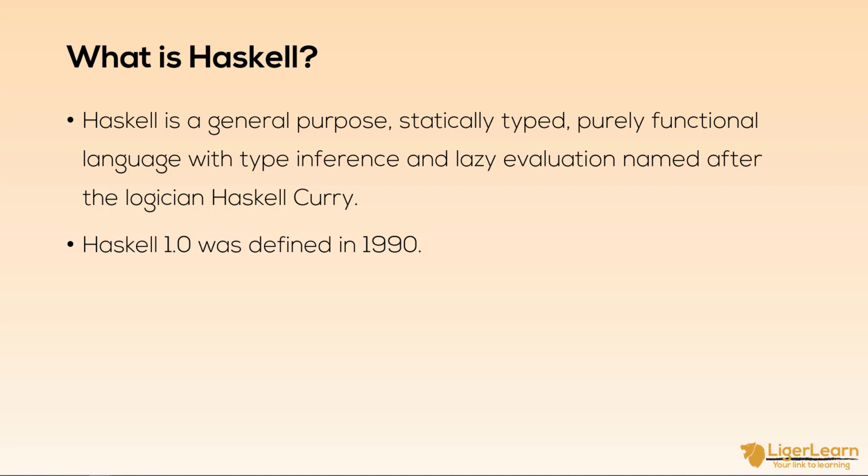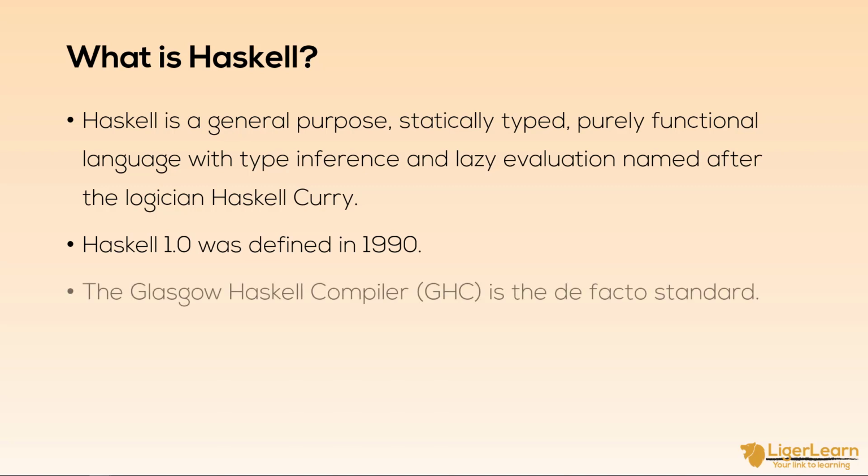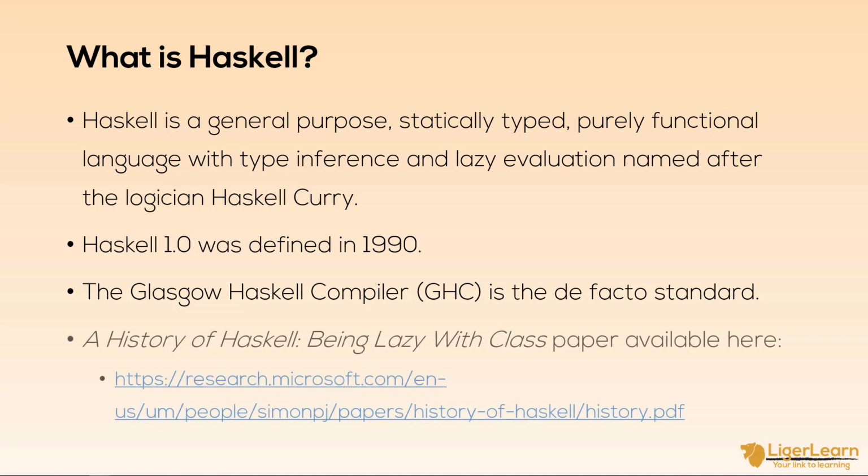Over time, research continued and a number of features kept being added to the language, eventually resulting in newer versions. The most important milestones are the publishing of the Haskell 98 language standard and the Haskell 2010 language standard. The de facto compiler of the Haskell language is the Glasgow Haskell compiler, commonly abbreviated as GHC, and is what we will be using for this course. The compiler is what takes the code you write and compiles it down to machine instructions so that the code can then run. If you would like to learn more about the history of the Haskell programming language, then check out the paper available at this link.